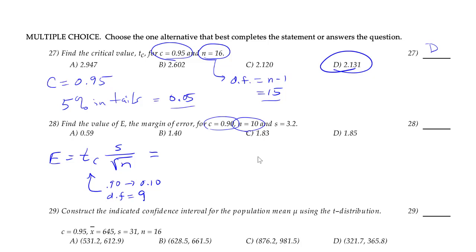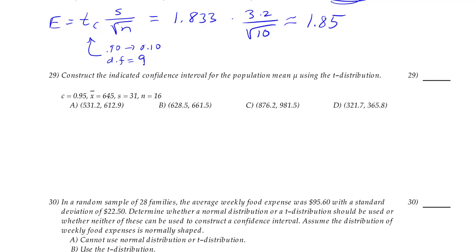So we get 1.833 times 3.2 over the square root of 10. And realize we are using n in there, not n minus 1, so that is n down there. And that's going to give us about 1.85. There we go.